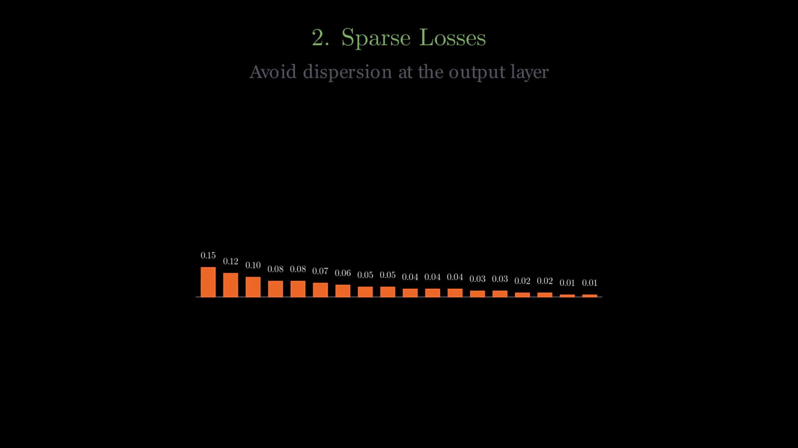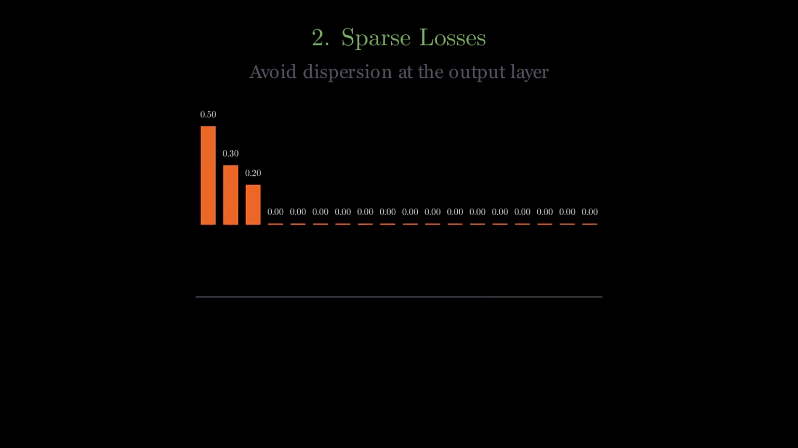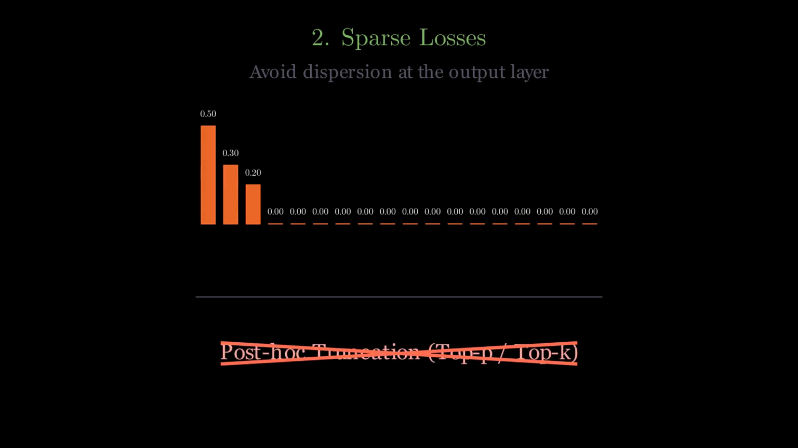Second, sparse losses. Using a framework called Fenchel-Young losses, we can use these transformations at the very output layer of a language model. Instead of predicting a dense distribution over 50,000 words in a vocabulary, the model outputs a sparse distribution, assigning zero probability to bad predictions. This removes the need for post-hoc truncation tricks like top-P or top-K sampling during generation.